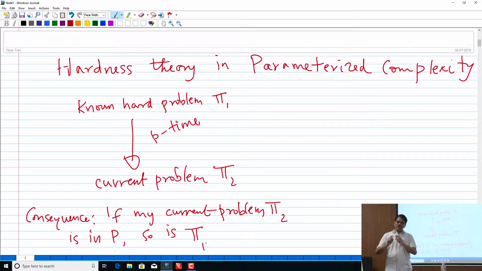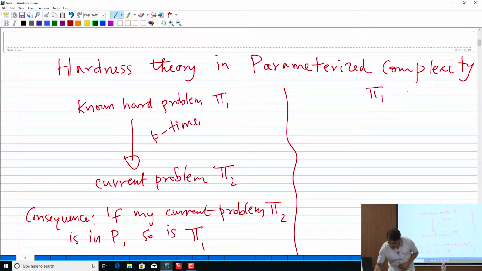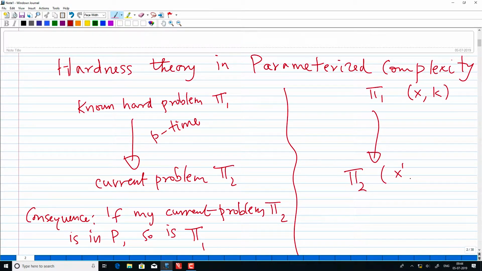You need a starting problem, which I will give you later, but let's think about what kind of reduction we want. Here we have some problem pi 1. Remember, it's a parameterized problem we are talking about, so you always have an input and a parameter. So you have x comma k, and I want to reduce it to my current problem pi 2, so x prime, k prime.